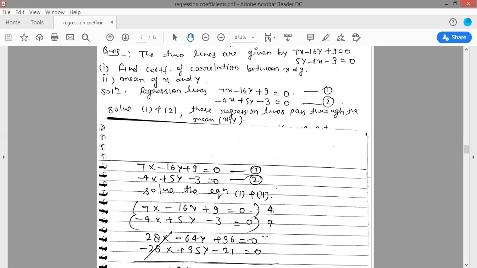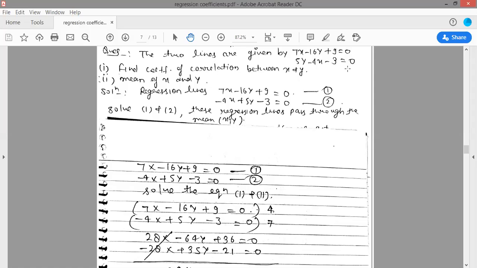Now there is an example. The two lines are given by 7x minus 16y plus 9 is equal to 0, and the second line is 5y minus 4x minus 3 is equal to 0. This is an 8 marks question, and this type of question is always asked in your final semester exam. So you guys just prepare all these types of questions. I will share a few examples in which data is given, then you will calculate your regression coefficient and regression lines.